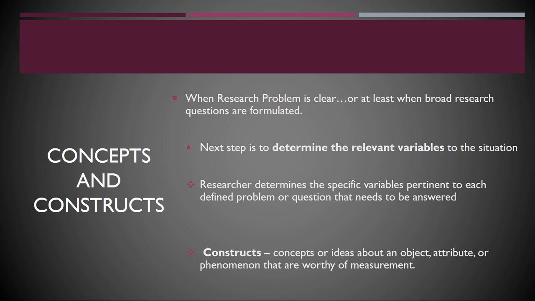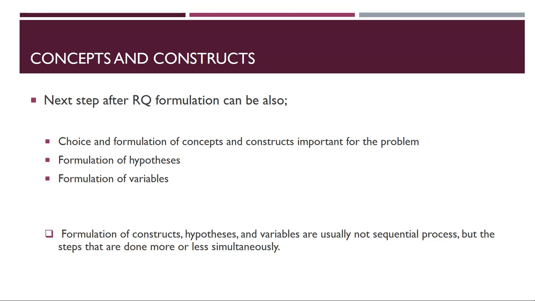Prior to that, concepts or constructs are intermediary steps. It is hypothesis and post research problem, question, or objective. By determining the specific variables that are pertinent to each defined problem or question that needs to be answered, your concepts are later converted to become variables. On the other hand, constructs will be concepts or ideas about an object, attribute, or phenomenon that are worthy of measurement. The problem with concepts and constructs is that they are preliminary, prior to measurement. So when it's a concept or construct, it's difficult for you to measure.